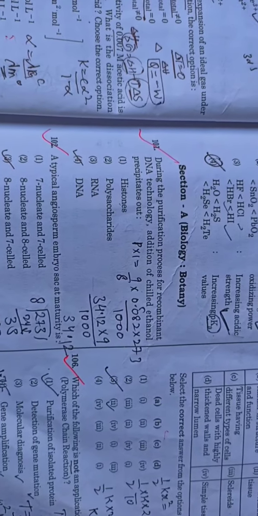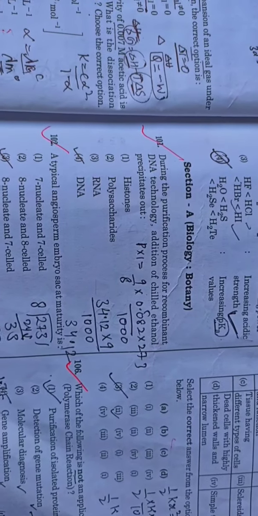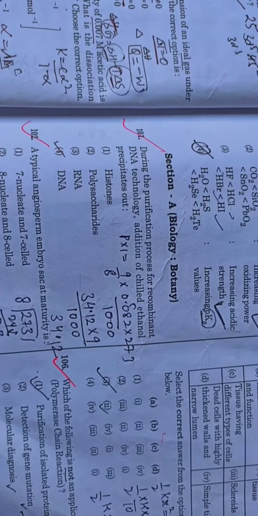Hello friends, today I am going to discuss biology questions of NEET 2021. My biology score in 2021 was 345 out of 360. I got 3 questions wrong.